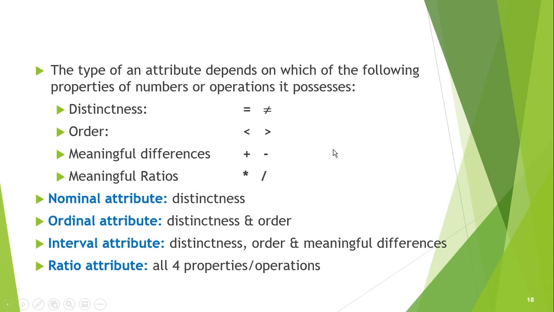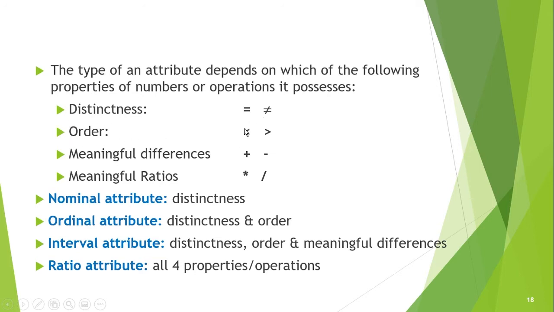The type of an attribute depends on which of the following properties of numbers or operations it possesses. Ito yung mga different properties of numbers. Meron tayong distinctness, order, meaningful differences, meaningful ratios. Ano yung distinctness? Distinctness, ang mga operations lang yan is either equal or unequal. So, you just compare if it is equal or if it is unequal. So, example niya na laging ginagamitan nito yung mga ID number or yung mga primary keys. Dapat laging unequal. Wala dapat kapareho.